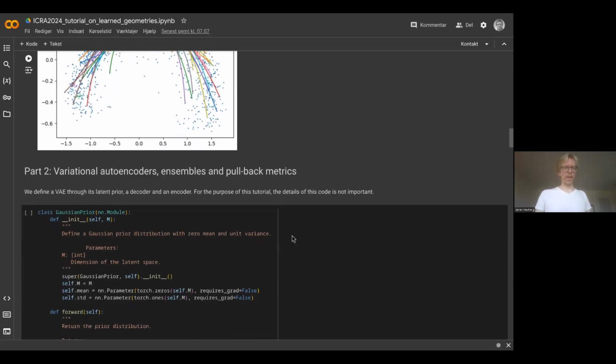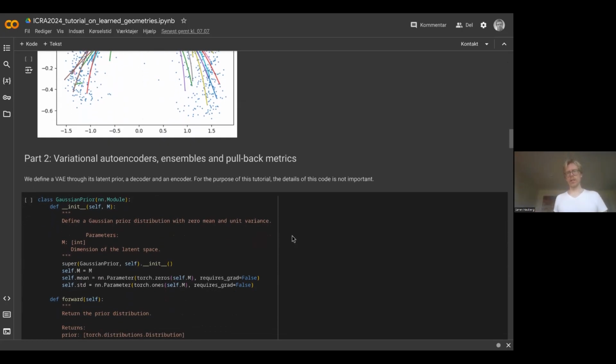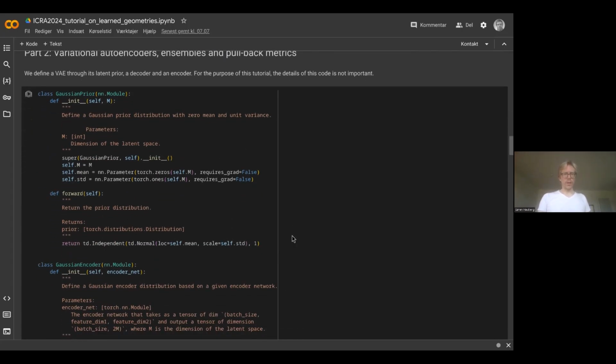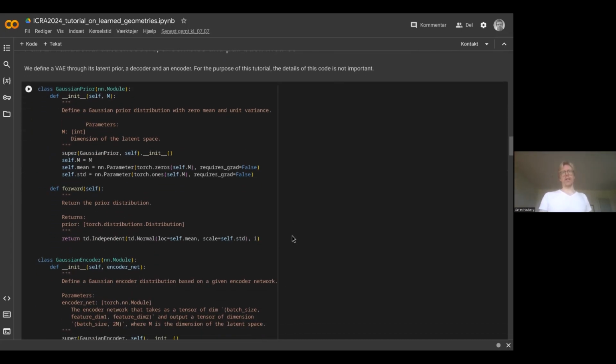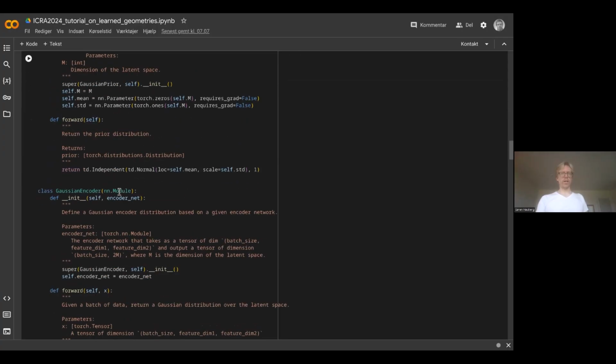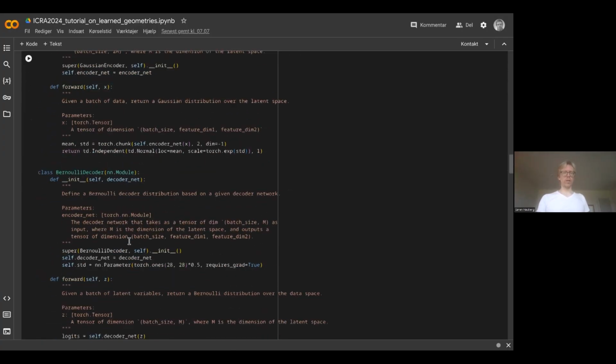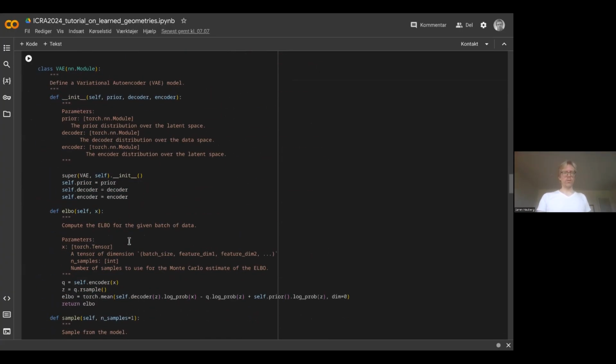Okay, and now we can do the exact same thing, but with a variational autoencoder. So I'm doing more or less what I showed you in the talk. And the bulk of this code is about defining the variational autoencoder. You define a prior, you define an encoder distribution, you define a decoder. The variational autoencoder itself is then a combination of these three objects.